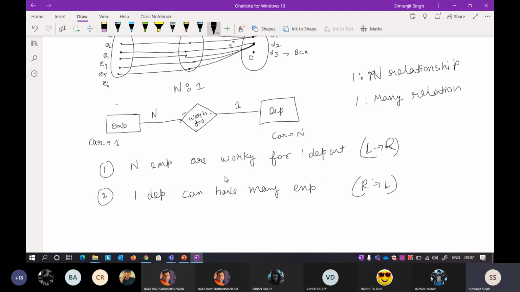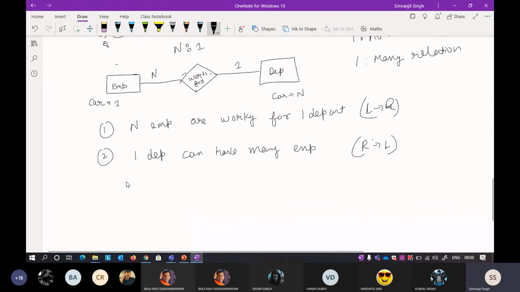So we have the definitions of participation slash existence, degree, and participation. Now there are again two types of participation. Again, you can add more details into this diagram. There are two types of participation: total participation and another is partial participation.